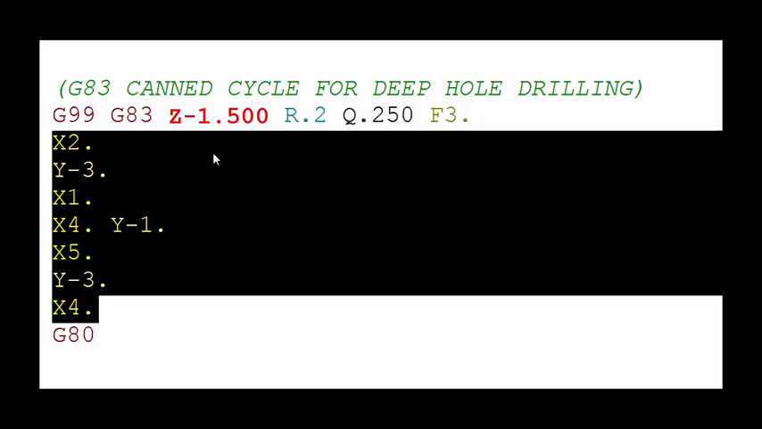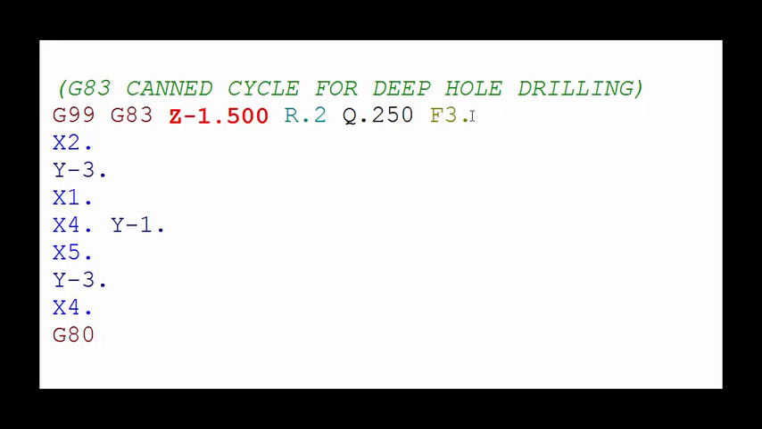So make sure that if you're making a change, you're affecting every hole that you have listed right below it. Alright, then of course the feed rate is 3 inches, and if you slow that down or speed that up, of course that will affect every hole again. So the G80 cancels the G83, and that covers the G83 can cycle. Alright, so the next can cycle is G73.